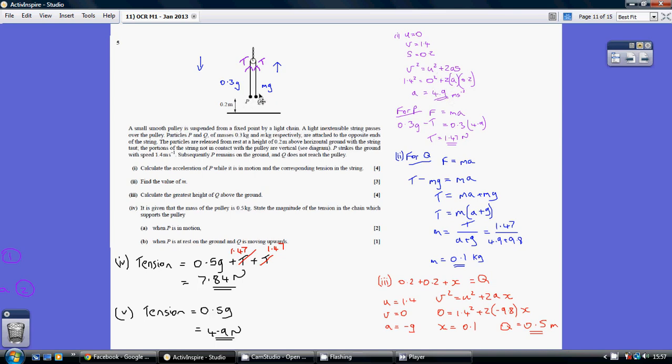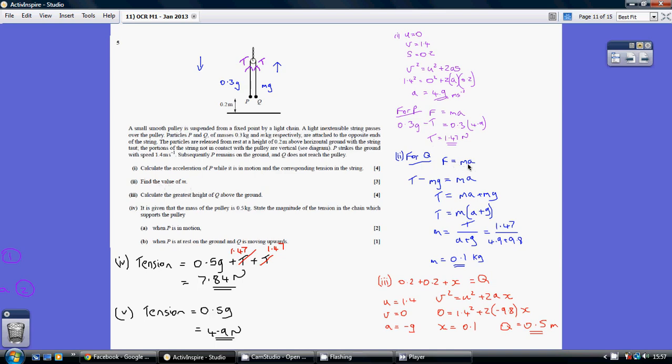Now, if we just look at P alone and use Newton's second law, F equals ma, our net force, well, we're going downwards here, so the 0.3g is greater than the tension, so 0.3g minus T is our net force, and this equals the mass of 0.3 times the acceleration we've just worked out at 4.9, so our tension is 1.47.